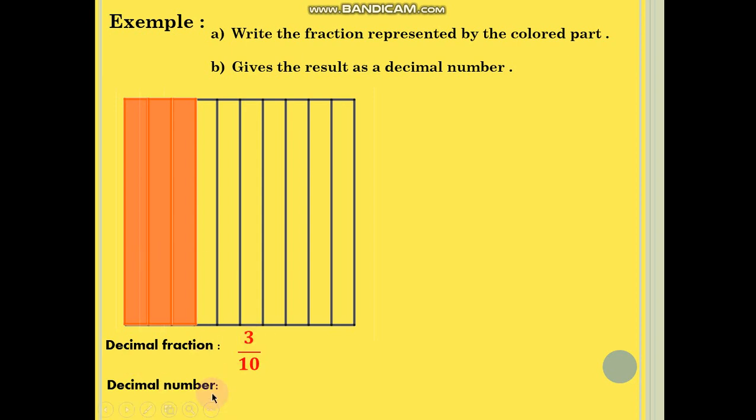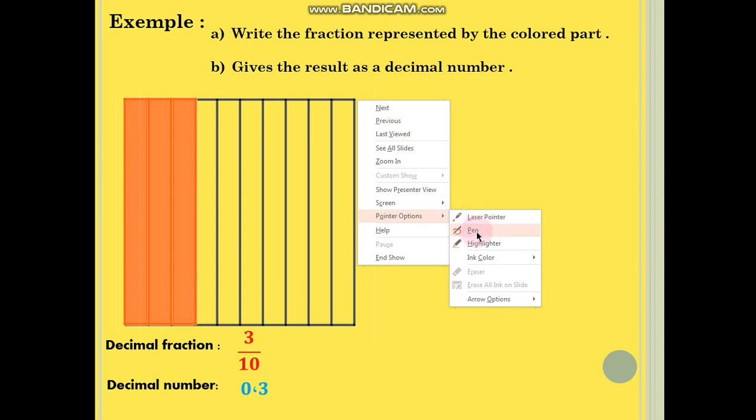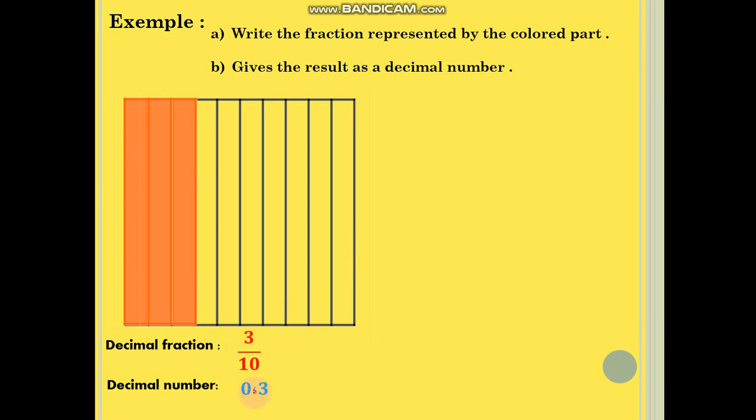So, how do I write the number that represents this fraction? I have 3 over 10. Over 10 means I have one digit after the point. So I write 0.3. I have only one digit after the point. Why? Because I have 10 as a denominator. So 0.3 has one digit after the point because I have 10 in the denominator. So if I have over 10, this means I have one digit after the point.